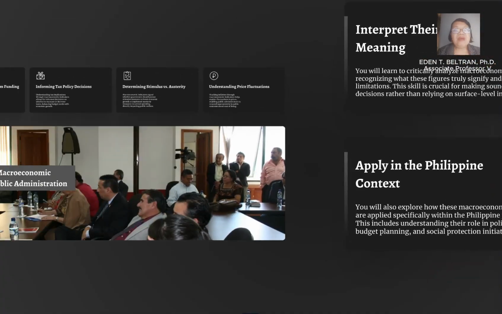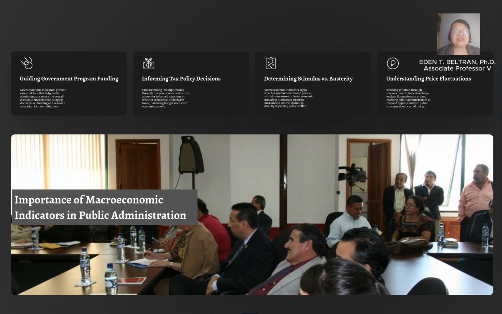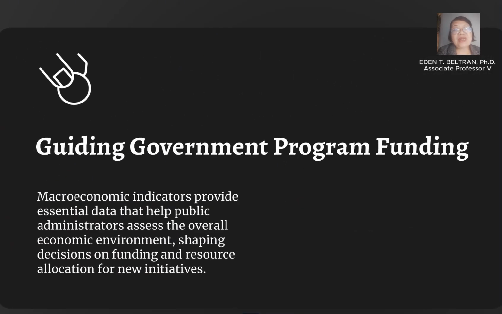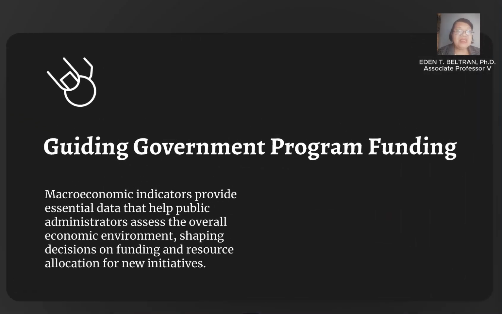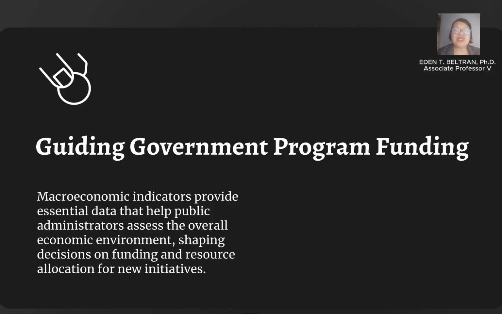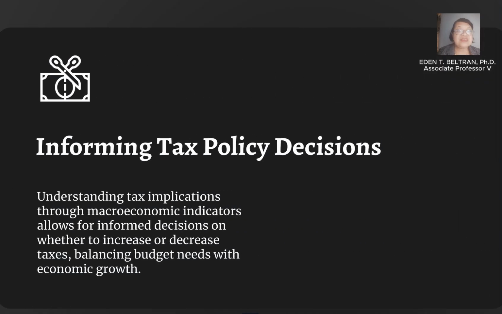Why do macroeconomic indicators matter in public administration? Macroeconomic indicators are not abstract numbers or graphs. They answer very practical questions such as, can the government afford new programs? Should taxes be increased or reduced? Does our country need spending, or does the government need to adopt austerity measures? Why are the prices of commodities increasing? But why is the government reporting that there is growth in the economy?